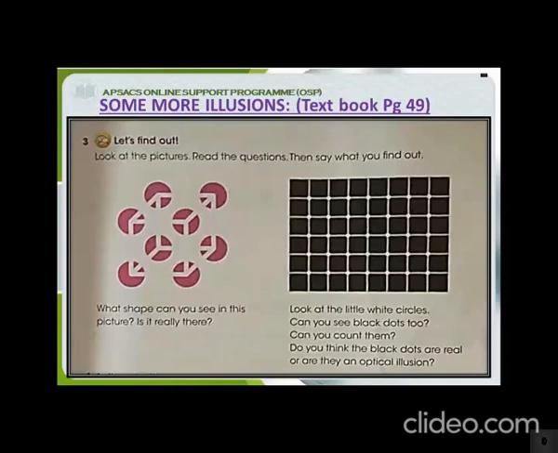Come to the next picture now. Look at the little white circles. Can you see the black dots too? Can you count them? No, because they are not real. When you focus on the white circles, you will notice that there are no black dots in the picture. So, in this way, our mind creates optical illusions for us when we see things which are not real.